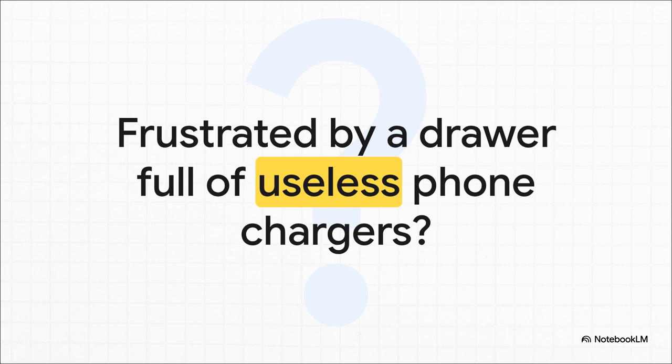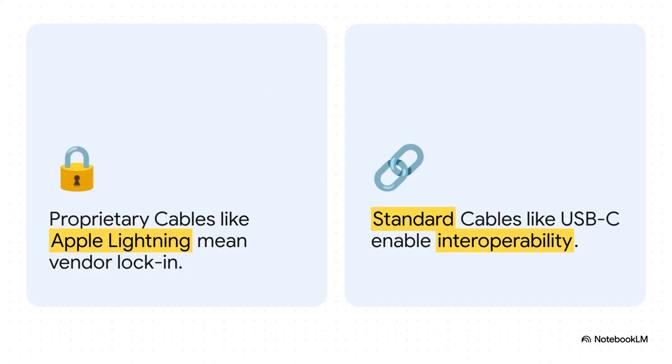It's just chaos. And this really gets to the heart of the matter. On one side, you have proprietary cables that create what we call vendor lock-in. Basically, you're stuck in one company's world. But on the other side, you have standards like USB-C, which create interoperability. Suddenly, everything can connect to everything else. It's the difference between being trapped and being free.